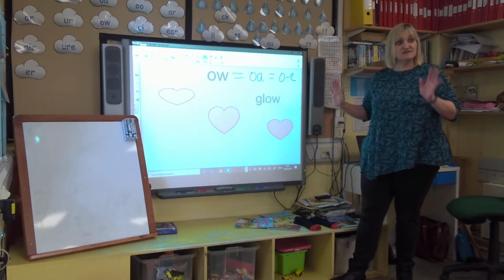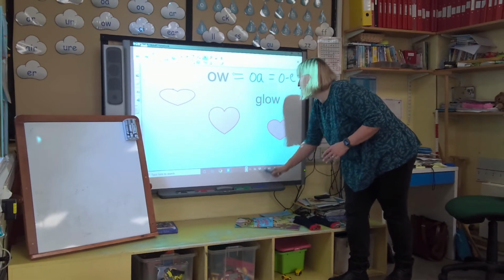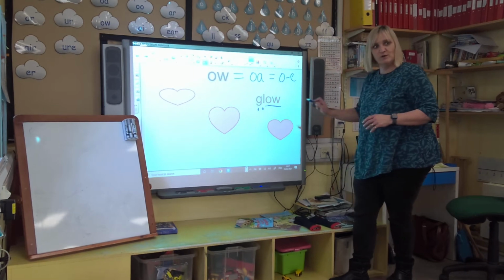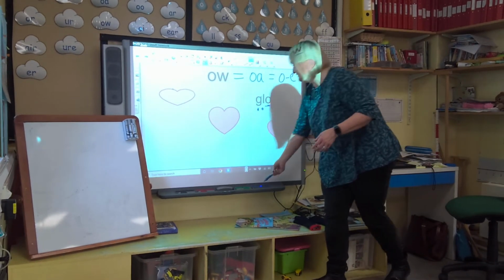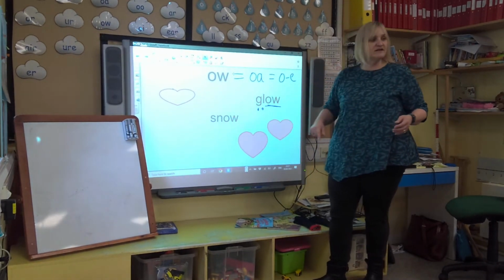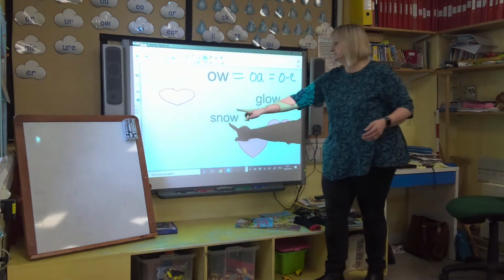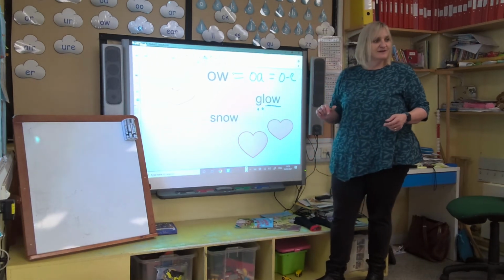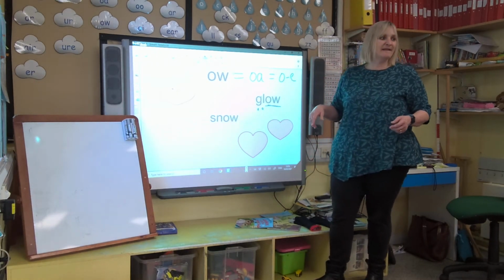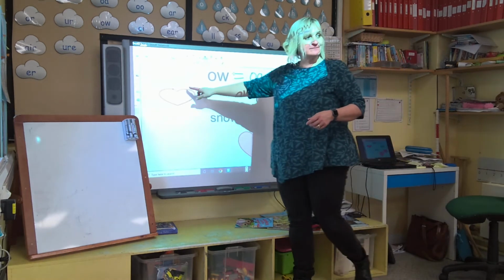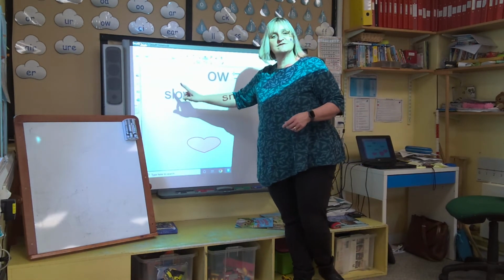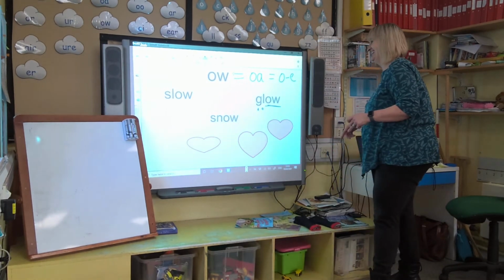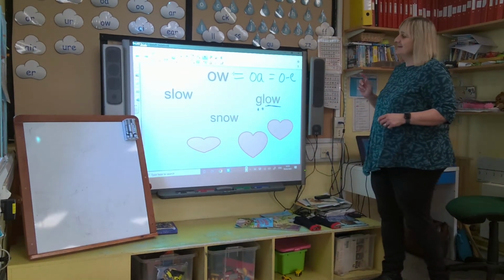So let's have a read of this. So remember, it's saying an O sound today. Go, O, glow. Brilliant. This one we might like to read today. Snow. Snow. Brilliant. Slow. I said slow.